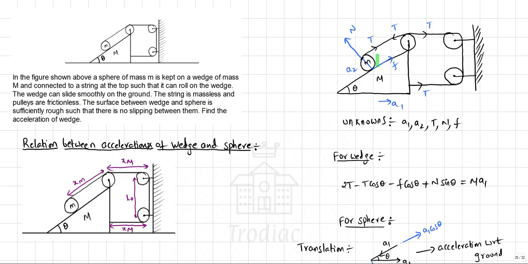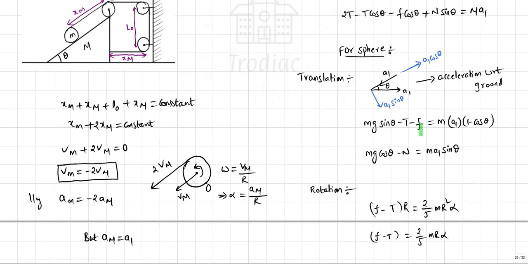mg sin theta minus T minus f equal to m a1 into (1 minus cos theta), acceleration along this direction. And mg cos theta minus N, with the weight mg cos theta acting downwards and N acting upwards, equal to m a1 sin theta.